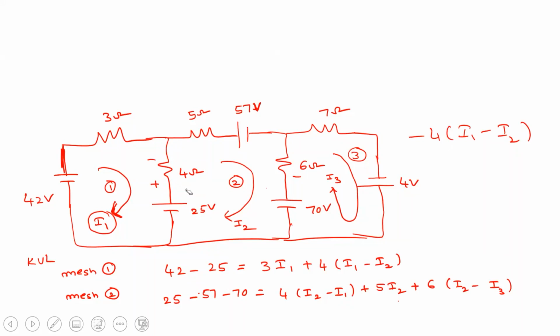Sir, can we take the first loop clockwise and the second loop anti-clockwise, or should we follow one direction? It will unnecessarily confuse, right? See here, I1 you are taking like this, and I2 something like this, and I3, it will unnecessarily confuse. So, sir, will it make an error? It won't. If you are doing it properly, it will not make any error.